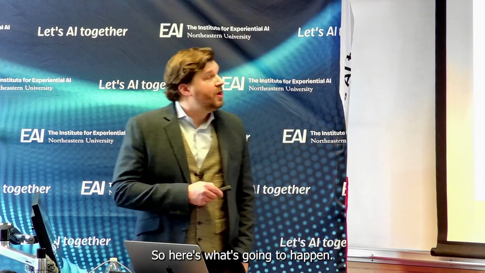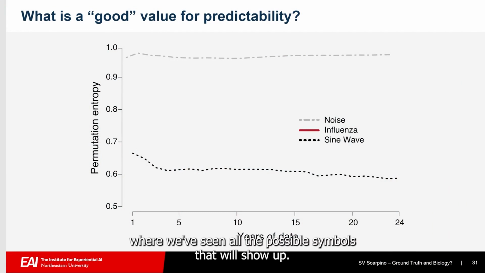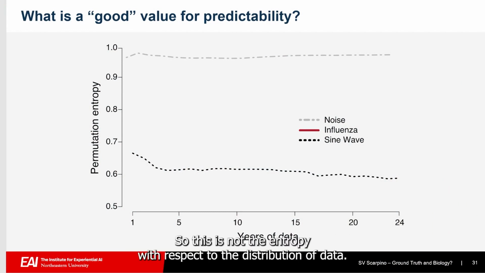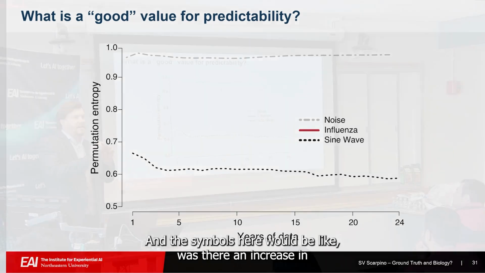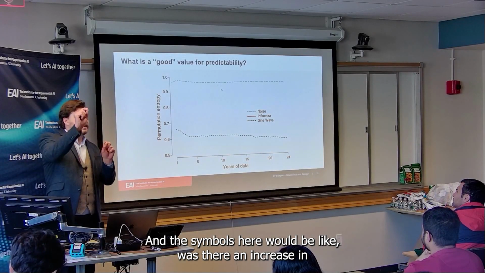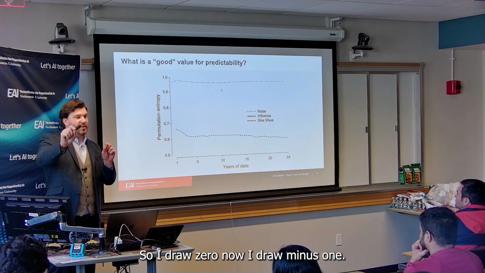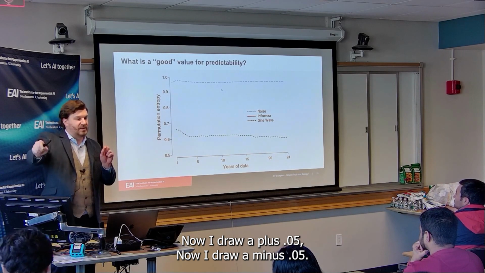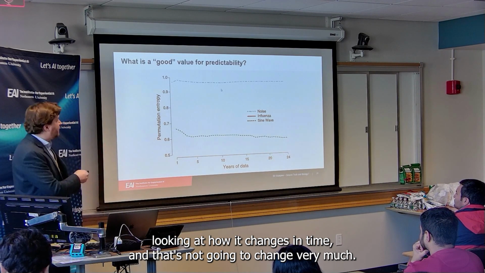So here's what's going to happen. It will increase slightly, but very quickly we're going to reach a state where we've seen all the possible symbols that will show up. So this is not the entropy with respect to the distribution of data. This is the entropy with respect to the symbols that we're observing. And the symbols here would be like, was there an increase in the two data points? So I draw a 0, now I draw a -1, now I draw a plus 0.05, now I draw a minus 0.05. And so we're looking at how it changes in time.